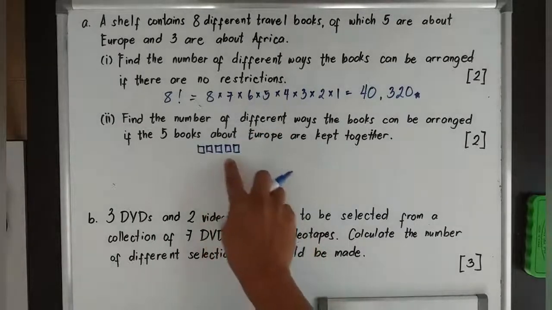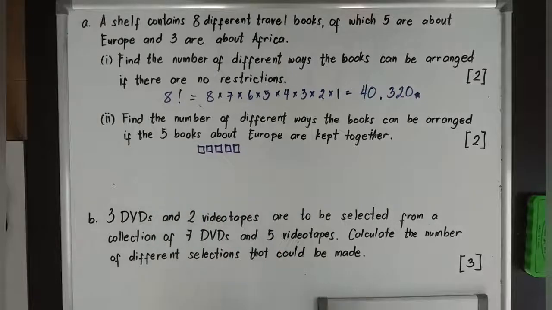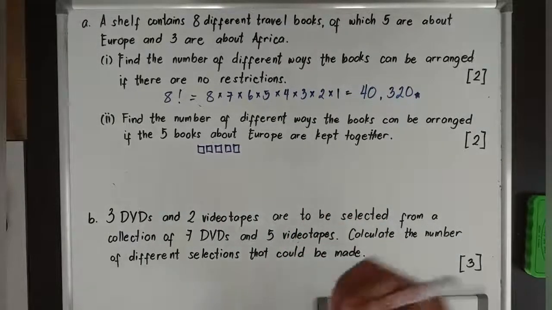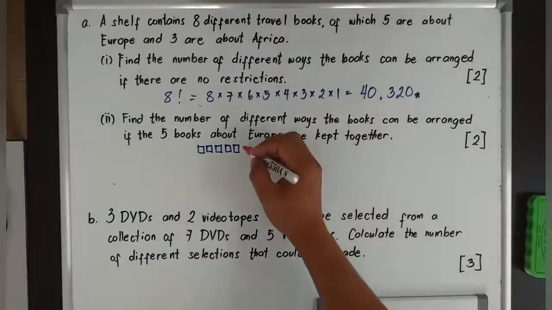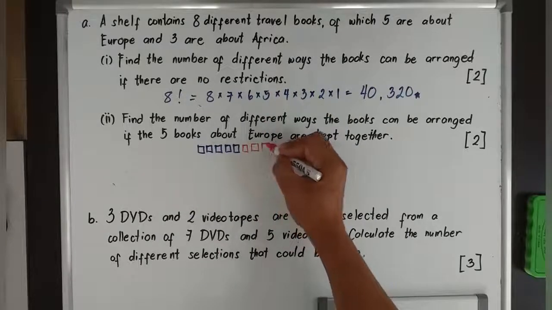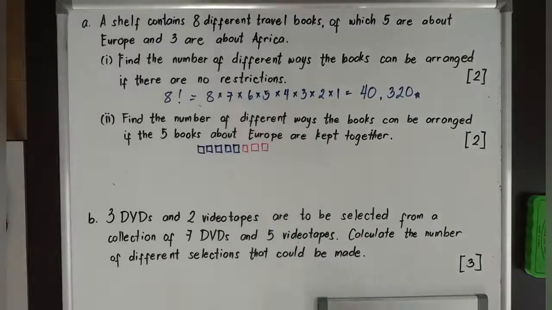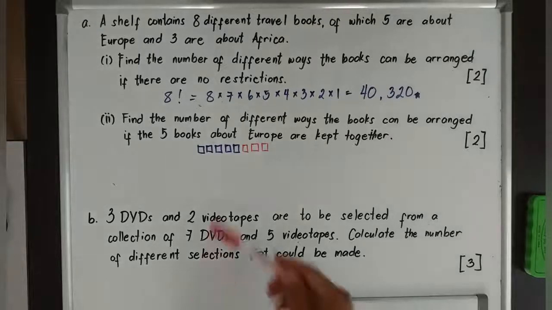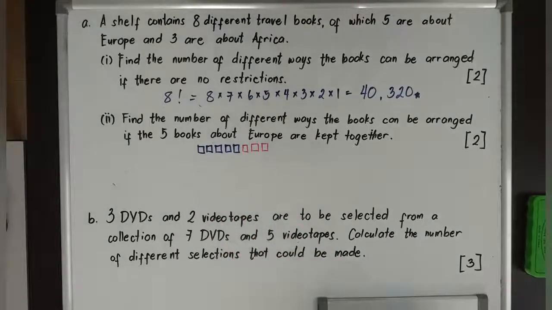So the first situation is that the first books we need to put in are the books about Europe. I'll use a different color so that you will distinguish that the red color will be about Africa. Is this the only way we can arrange those books? There is another way on how to arrange that.